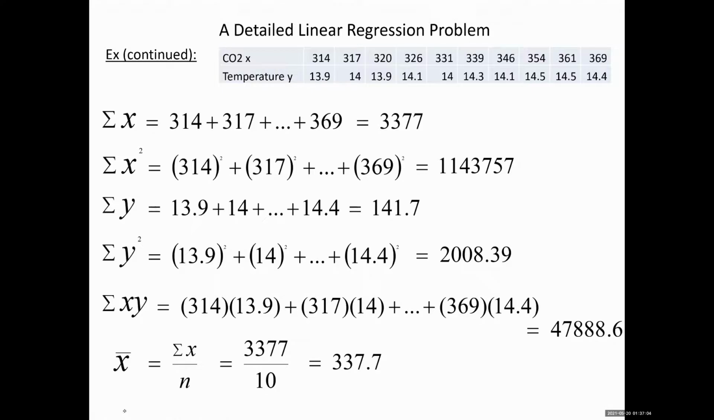Don't find y bar. Don't find the average of the y's because I don't need that. It doesn't appear in any formula that we're going to have. Okay, so in any linear regression problem, calculate these 6 quantities first, because you'll need them in all the formulas that we're going to see.